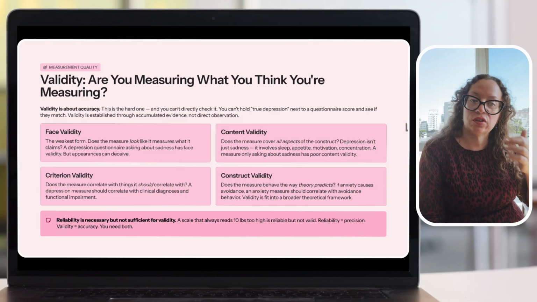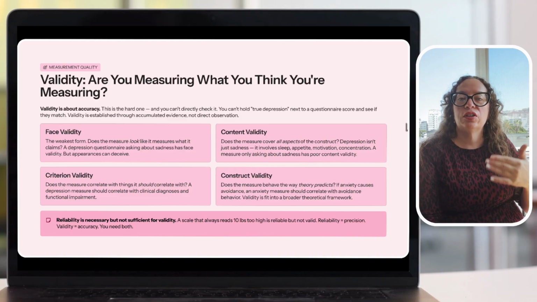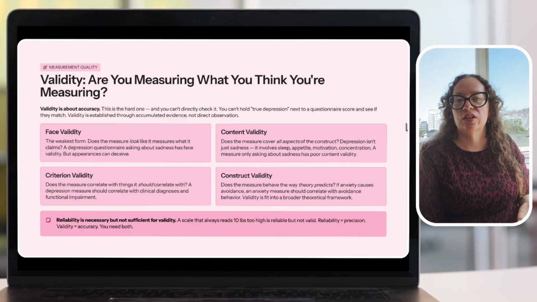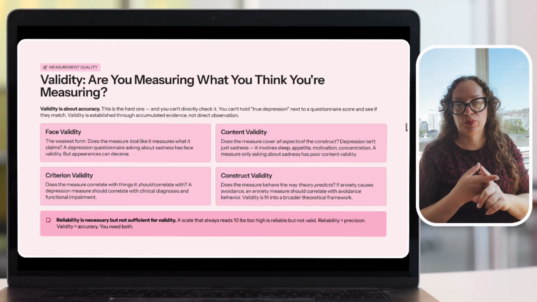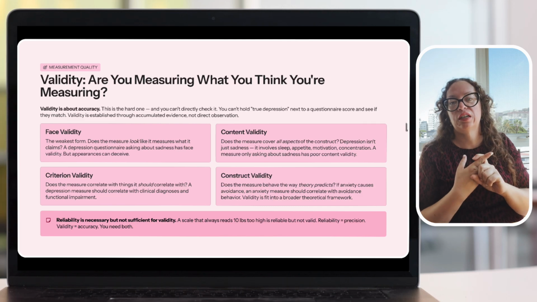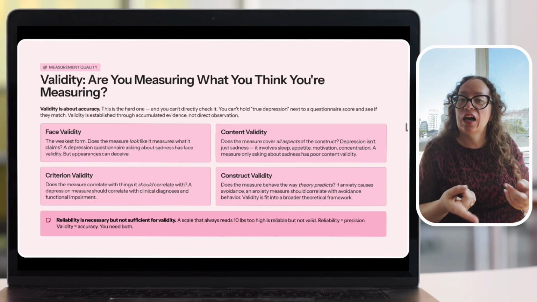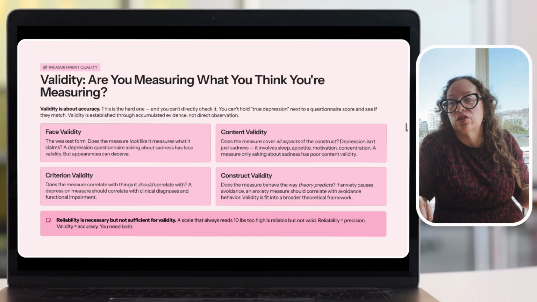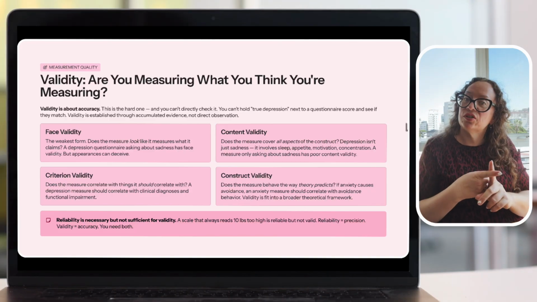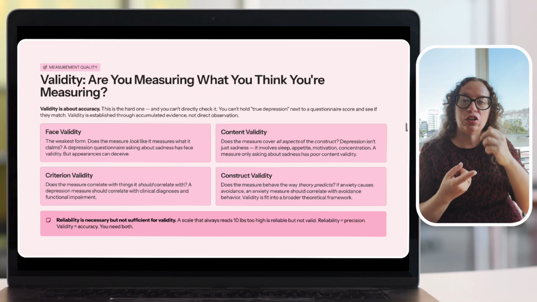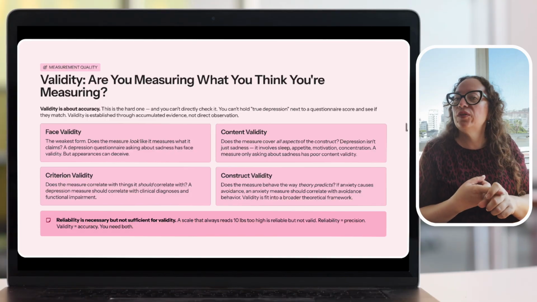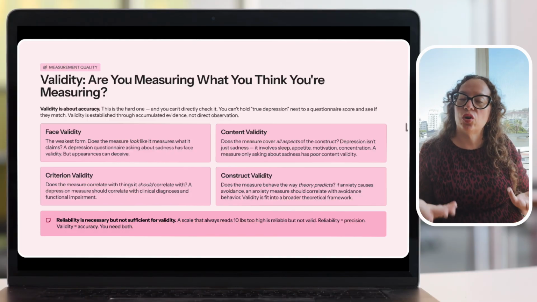You just build a case for it. Okay? There are different types of evidence that bear on validity. Face validity is the weakest form. It just asks, does the measure look like it measures what it claims? A depression questionnaire that asks about sadness and hopelessness has face validity for depression. It looks like it's about depression, but appearances can be deceiving, right? So a measure can look valid and not be valid. Face validity is better than nothing, but it's not strong evidence.